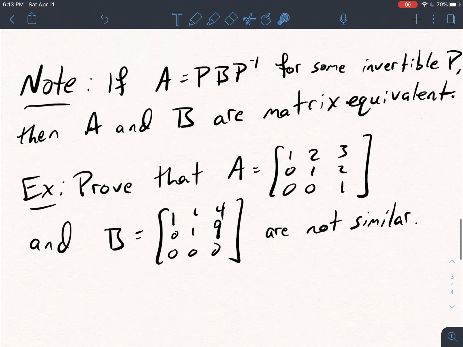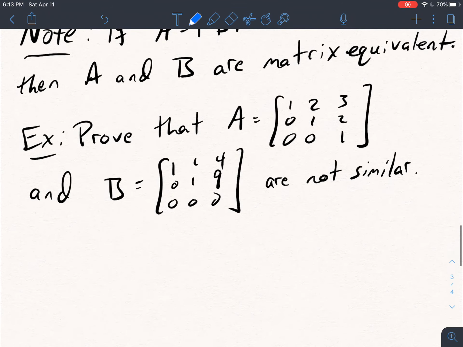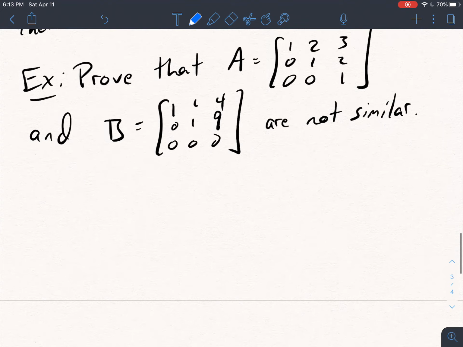Okay, I'm going to move ahead. So, all right, how do I do this? Well, the idea is we can use this above note. It might be easier to just show that they are not matrix equivalent, and therefore, if they're not matrix equivalent, then they couldn't also be similar, because similarity is like a special case of matrix equivalent. Because if they were similar, then they would also be matrix equivalent. So let's show that they're not matrix equivalent.